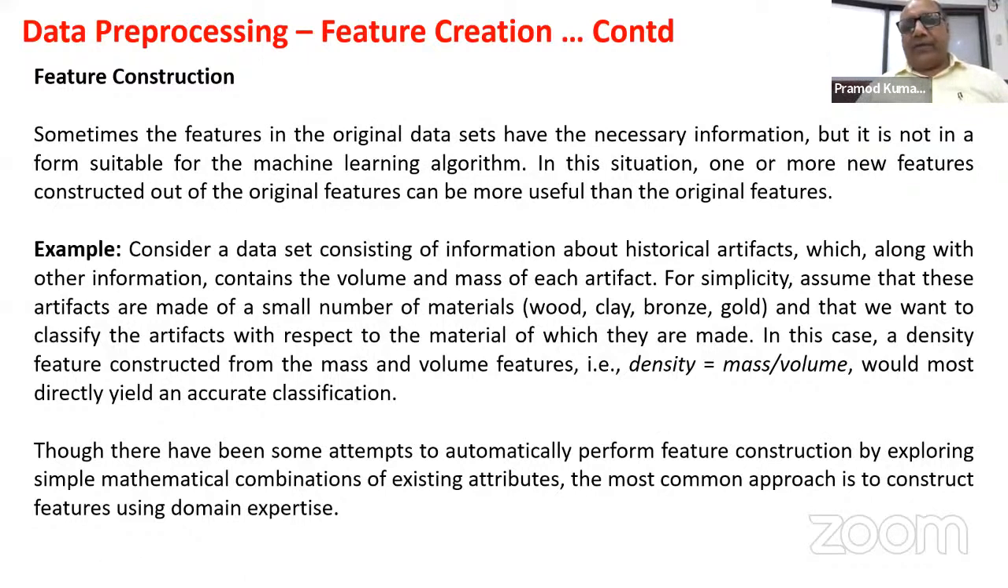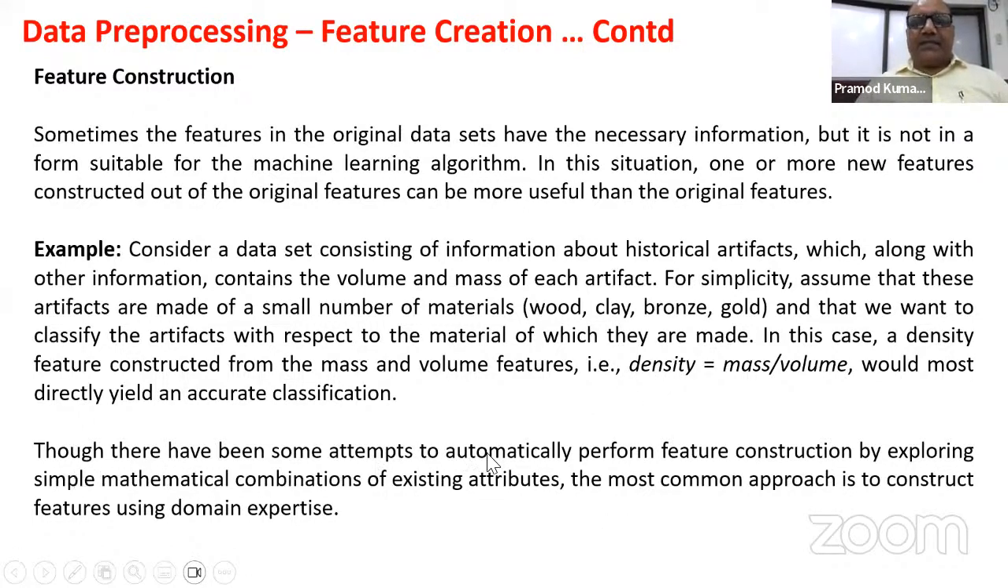So that is what we have done here: we have created a new feature, density, with the help of the mass and volume. Now the mass and volume are not needed, the density is good enough. It consists of the information which is contained in the mass as well as volume. So now the mass and volume have become redundant features, and density is the relevant feature now.